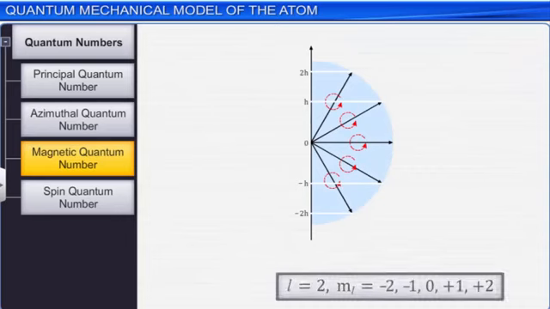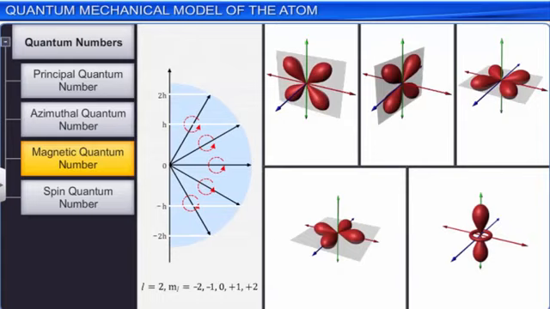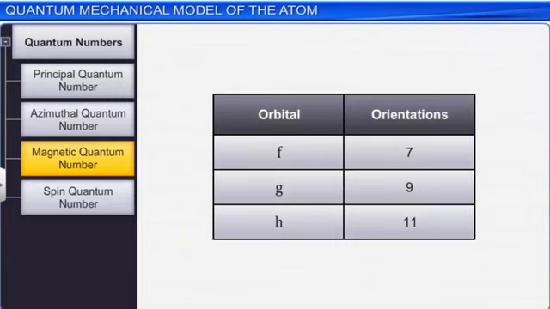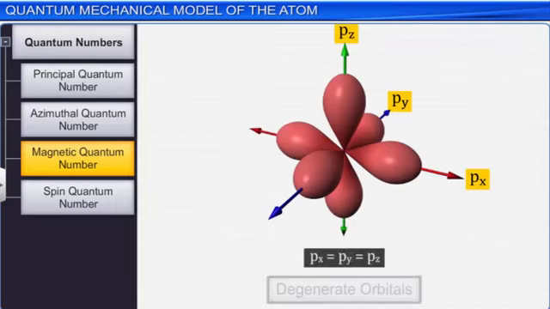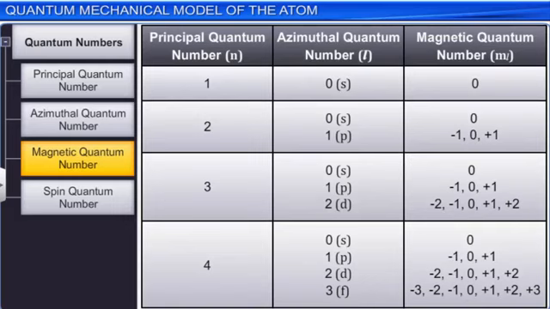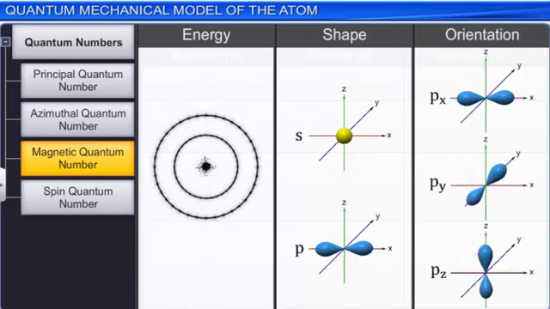Similarly, for l equal to 2, the d subshell has 5 preferred orientations and hence 5 orbitals. Using the same calculation, f, g and h subshells can have 7, 9 and 11 orbitals each. Note that all orbitals belonging to a subshell have the same energies and therefore are called degenerate orbitals. Thus, the 3 quantum numbers can very well define the energy, shape and orientation of atomic orbitals.